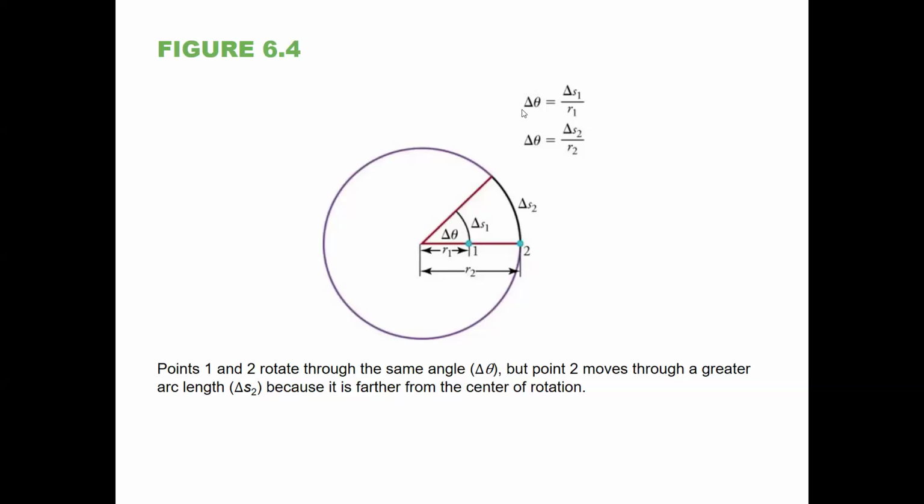So if I need to figure out this angle, theta, I have to divide my arc length by my radius. That is no problem because the bigger the arc length, the bigger the radius. So the ratio will be conserved.